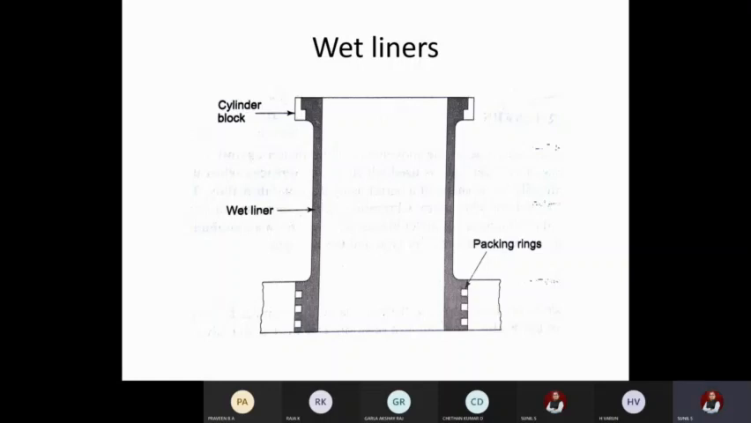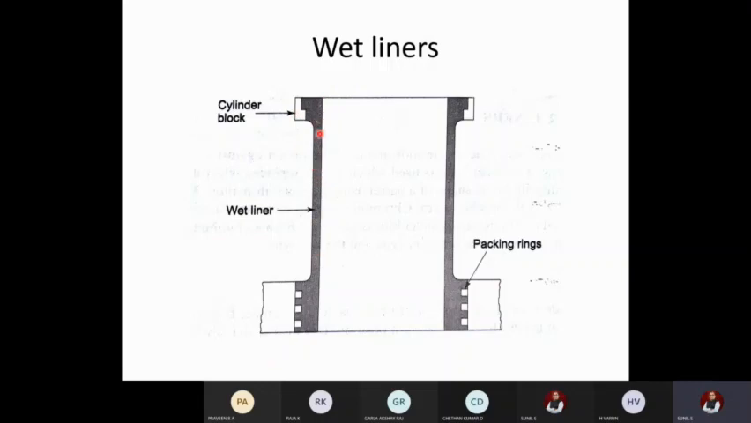See, these wet liners are somewhat different from dry liners. Okay, so their functioning may be the same, but the principle will be different. So they are supported only at the top and bottom. Throughout the body, they will not be in contact.